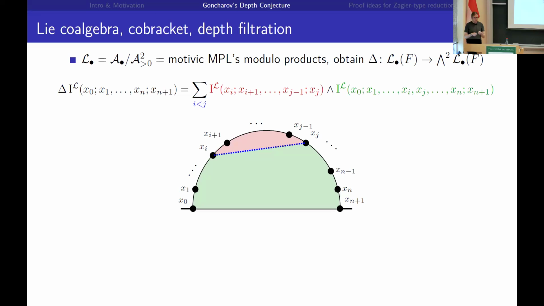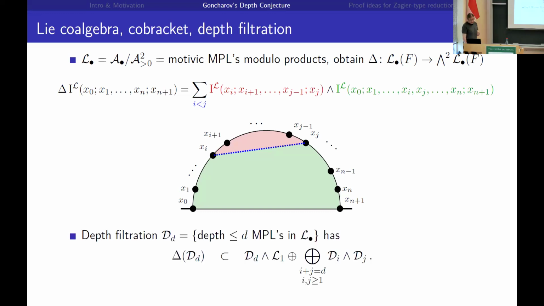And then in the co-product, you're taking lots of different segments out and doing it in all possible ways. Now, the depth filtration that I didn't quite precisely define, but explained verbally, actually behaves quite nicely with this co-product. So if you take something of depth less than or equal to d and take the co-product of it, you get a piece that is still depth d, but it's wedged with something of weight 1. And then you have a bunch of other stuff that's depth less than d, wedge depth less than d, in a way that the total depth is what you started with.